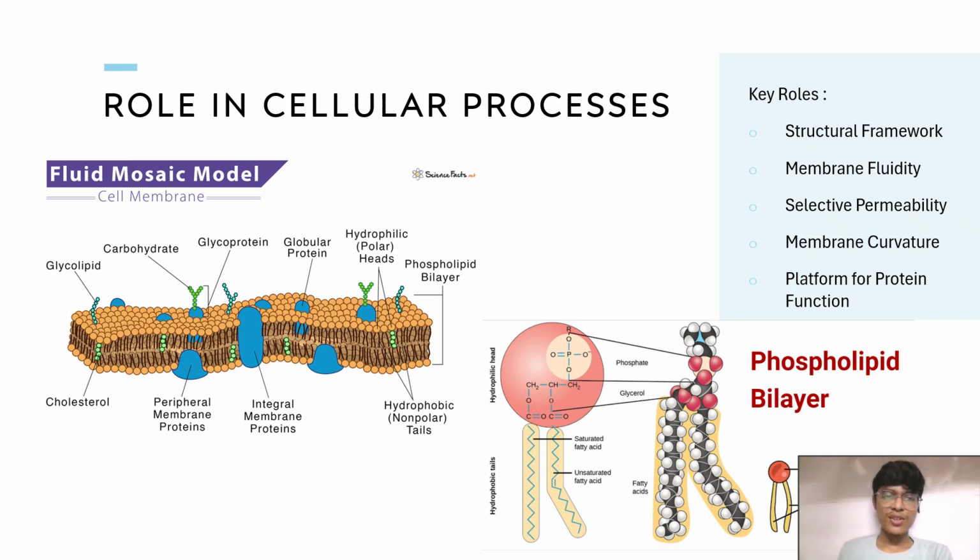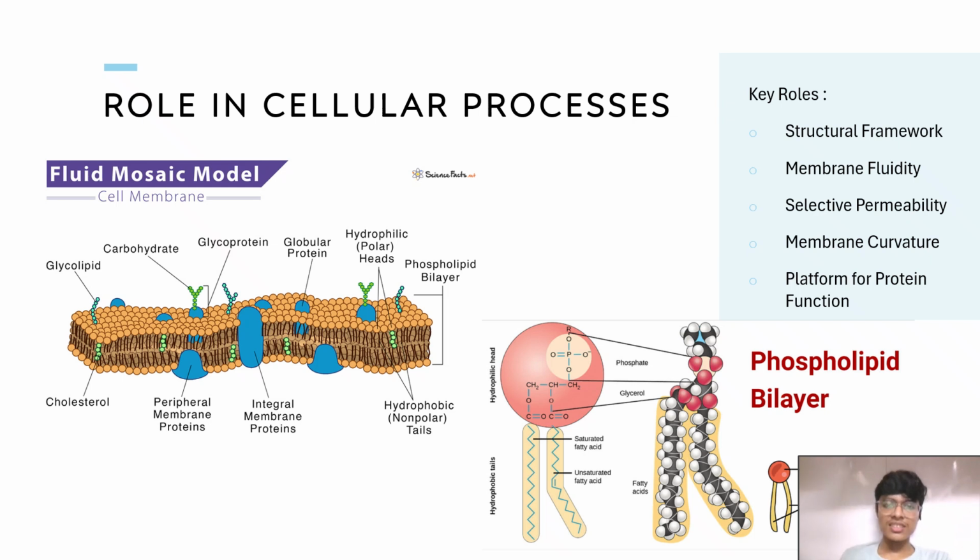So now let's study the role of lipids in cellular processes. Everyone knows about the fluid mosaic model of the cell membrane, which depicts that the cell membrane is made up of a phospholipid bilayer, a bilayer made up of phospholipids. Phospholipids are mainly made up of a hydrophilic head and hydrophobic tails. The hydrophilic head is composed of phosphate groups along with glycerol groups, and the hydrophobic tails are made up of unsaturated and saturated fatty acids, which gives the lipids their amphipathic nature.